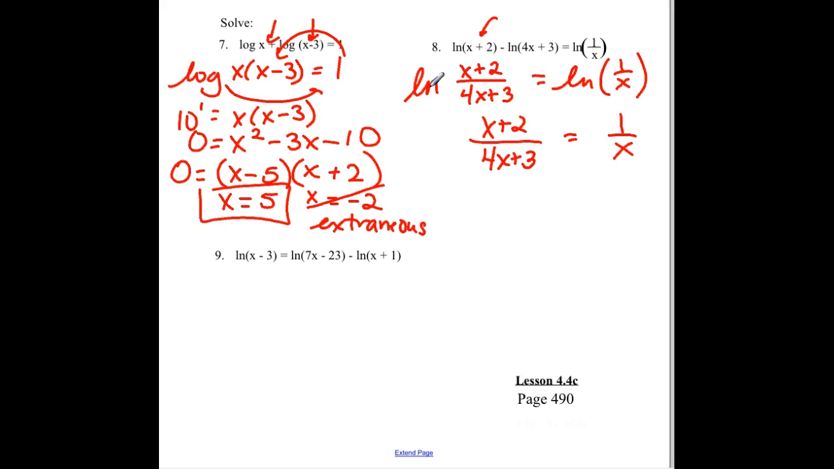Now, this requires some solving. How do we solve a proportion? Proportion, fraction equal to a fraction. Cross multiply. Okay, so cross multiplying. We have x times the x plus 2 equaling 1 times the 4x plus 3. Okay, so just cross multiplying. Go ahead and distribute.